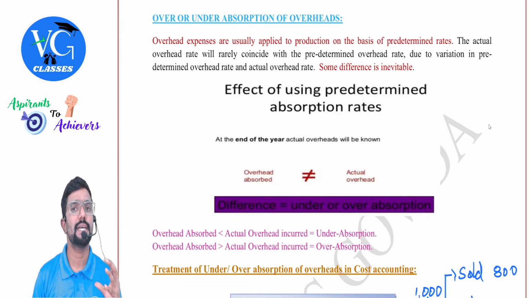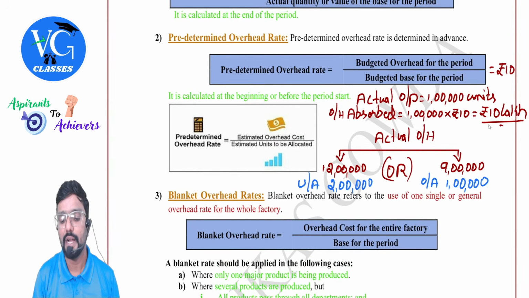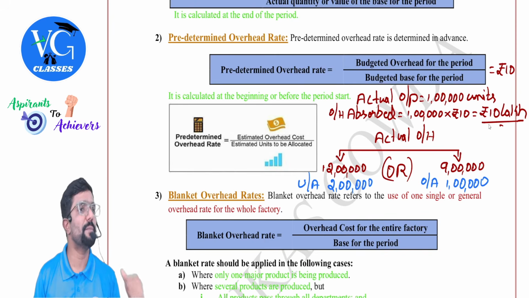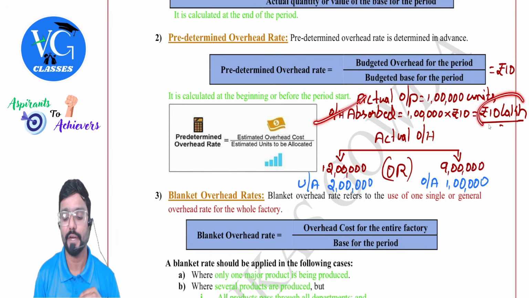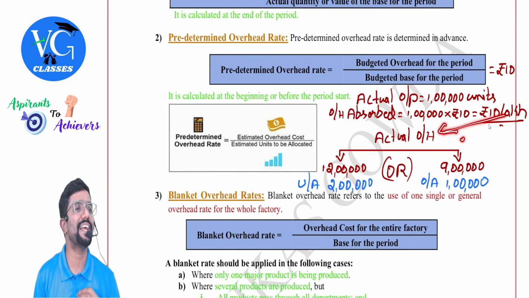See, because guys, we are calculating the predetermined overhead rate at the beginning of the year. How much did we get here, sir? 10 rupees. For each and every unit we produce, assume in the first month we produce 1000 units. How much overhead will we absorb? 1000 into 10. Clear? Like that, every month we will keep on absorbing. By the end of the year, assume we got to know that total units produced is 1 lakh units. How much overhead would have been absorbed by the end of the year? 10 lakh. Will it exactly match the actual overhead I have incurred?